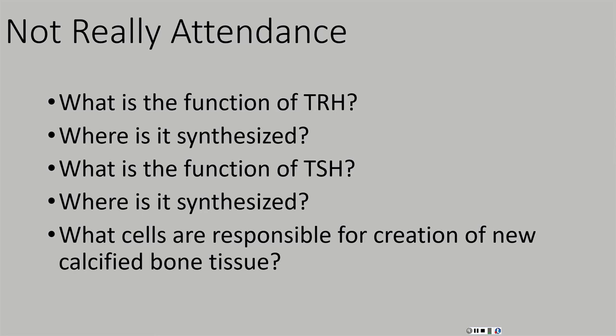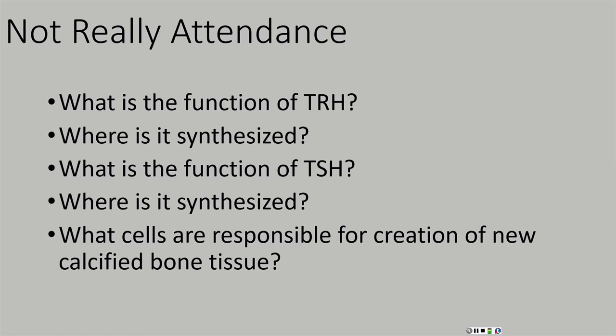The function of TRH, thyrotropin releasing hormone. Its function is to stimulate the release of TSH, thyroid stimulating hormone, or thyrotropin, from the anterior pituitary. Where is it synthesized? It's synthesized in the hypothalamus.